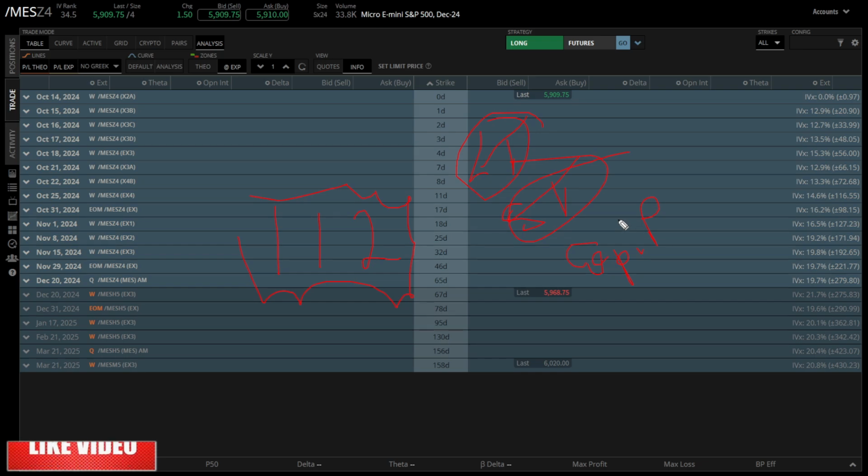As an option seller, we want to sell volatility. We want to put the time decay in our favor. It doesn't mean we're going to make money purely on time decay, but that's what we want to do as an option seller.